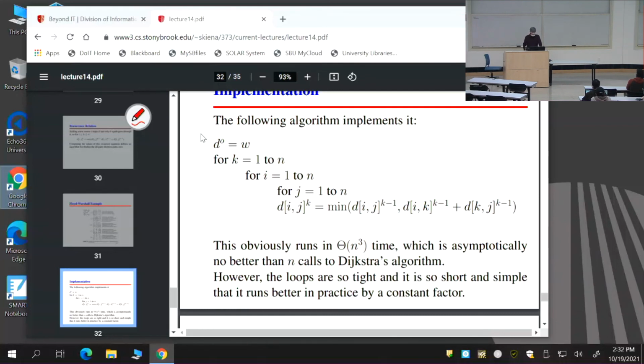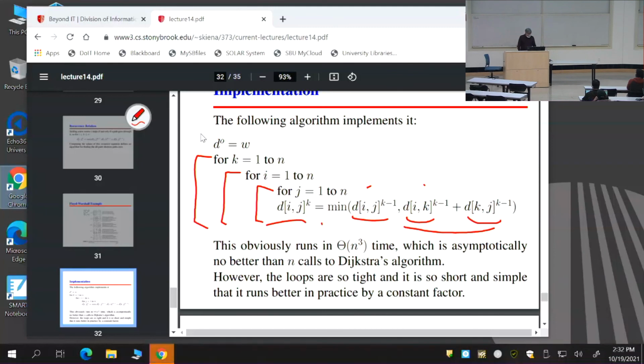N cubed. Why is it n cubed? N times n times n times what? This is look a number up in a table. This is look a number up in a table. Add them up to each other. Take the smaller of these two numbers and copy it into that array. How much time does this one row take? Constant time, if you've got these sitting in a table waiting for you to look them up, right? So if you store all of these, you can look them up. This is going to take n cubed time.